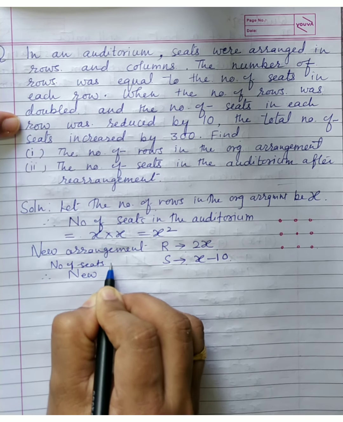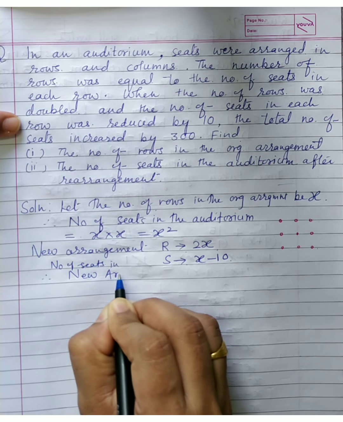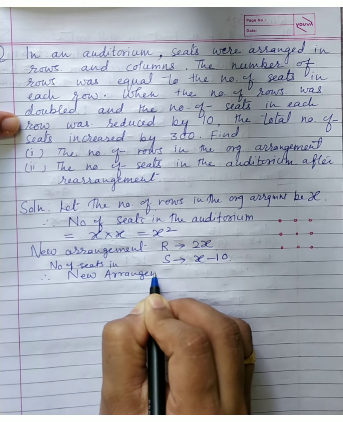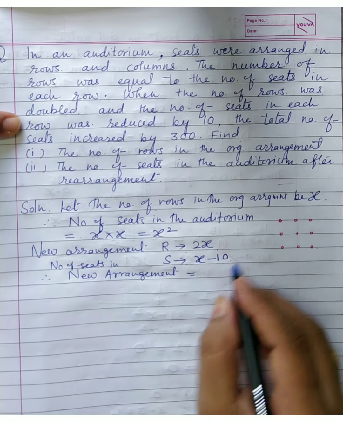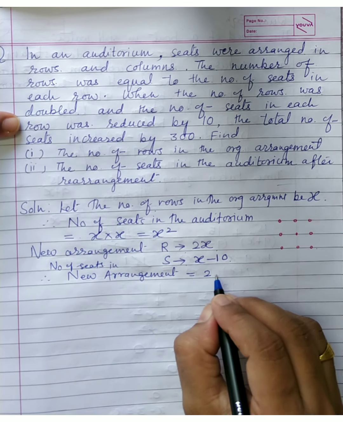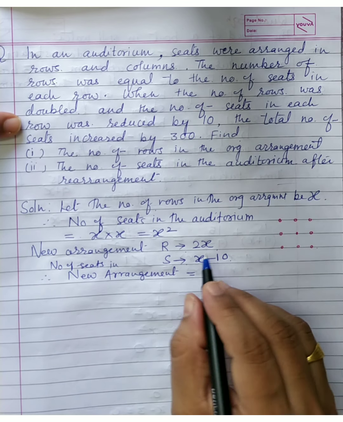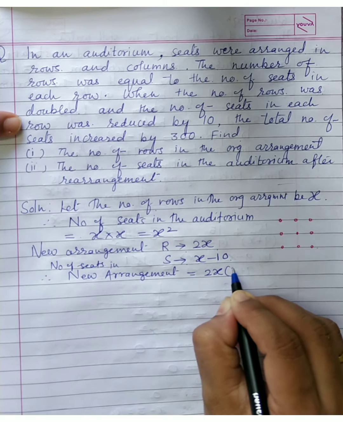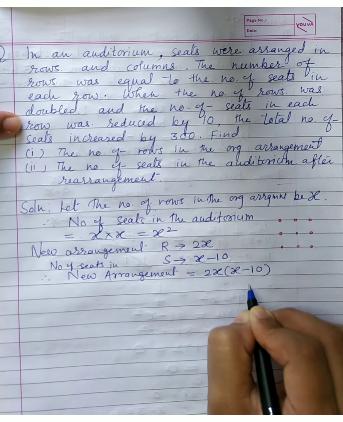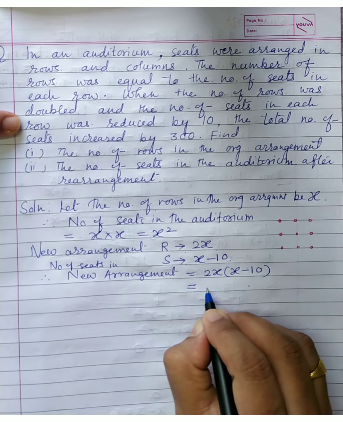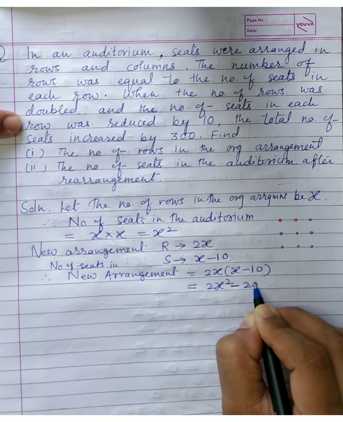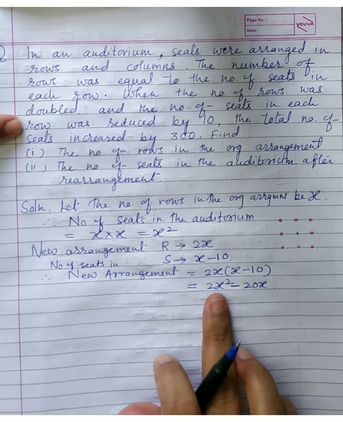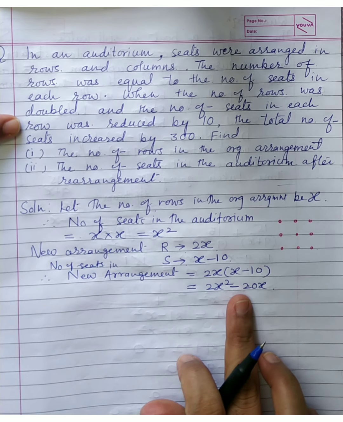Number of seats in the new arrangement will be what? Now it will become something rectangular, but again the number will be the number of rows into the number of seats in each row, right? So it will be 2x multiplied by x minus 10. If you want, you can simplify this. So this will be 2x square minus 20x. This is the new number of seats in the arrangement.